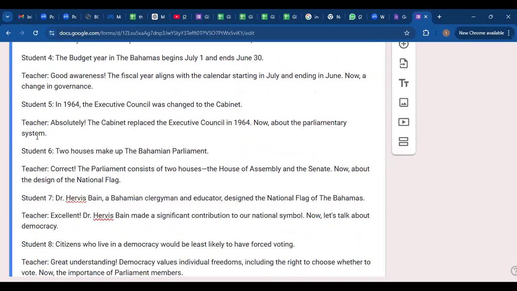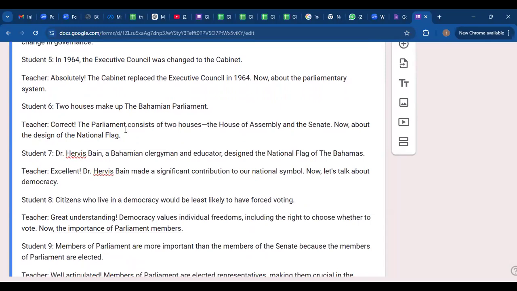Now about the parliamentary system. Two houses make up the Bahamian Parliament. Correct. The Parliament consists of 2 houses, the House of Assembly and the Senate. Now about the design of the national flag. Okay, stop right there. Christian.